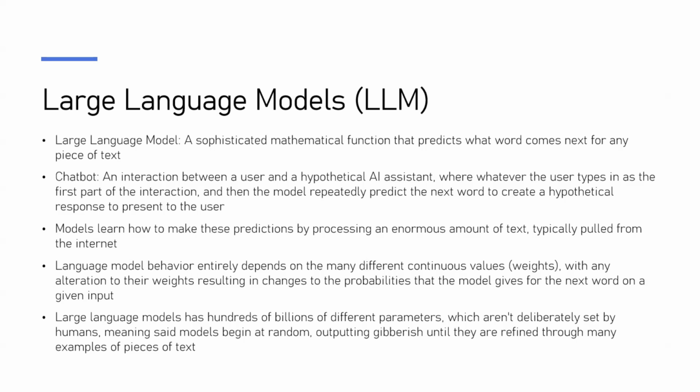Models learn how to make these predictions by processing an enormous amount of text, typically pulled from the internet. Language model behavior entirely depends on the many different continuous values or weights, with any alteration to their weights resulting in changes to the probabilities that the model gives for the next word on a given input. Large language models have hundreds of billions of different parameters, which aren't deliberately set by humans, meaning models begin at random, outputting gibberish until they are refined through many examples of pieces of text.